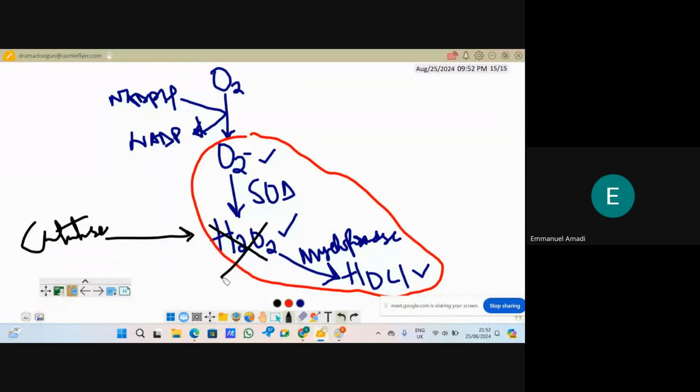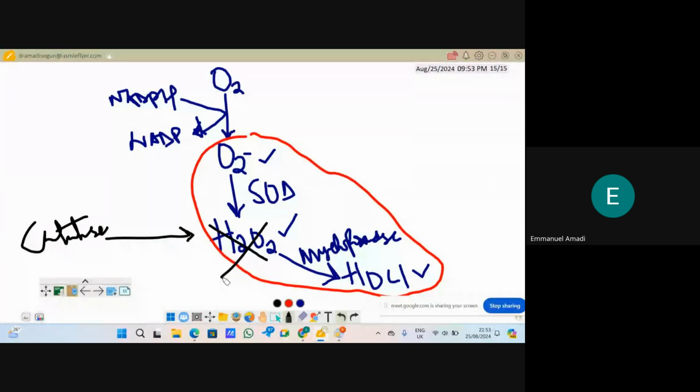And that is why the name of that disease is called chronic granulomatous disease. Whenever the body sees something it cannot handle, it forms a granuloma to ward it off. That is the best it can do. That's why you have chronic granuloma in that disease condition. That is the most important aspect of your respiratory burst.